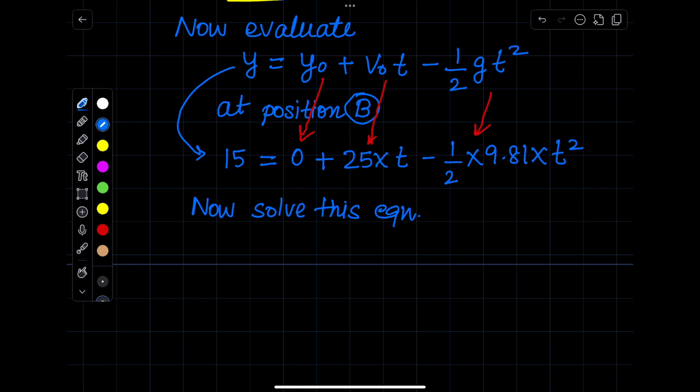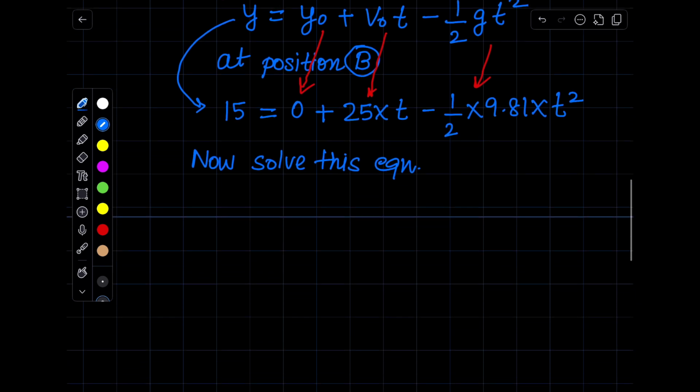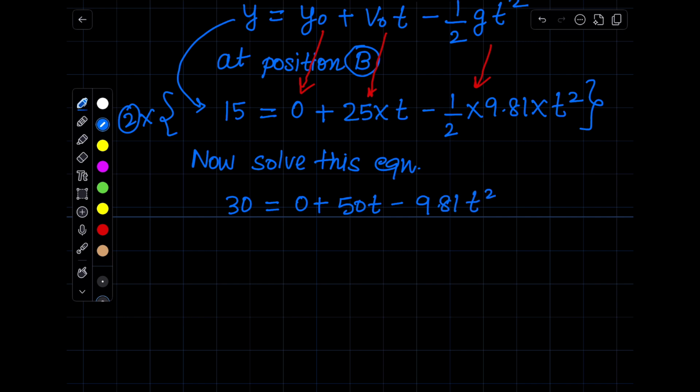Now we can solve this equation. If you want to solve this equation manually, you can simplify it by multiplying 2 on both sides. Although this is not a very complex equation to solve, if you want to do it manually, you can simplify it by multiplying with 2. So 15 multiplied by 2 is 30, and so on. You will write all the values.